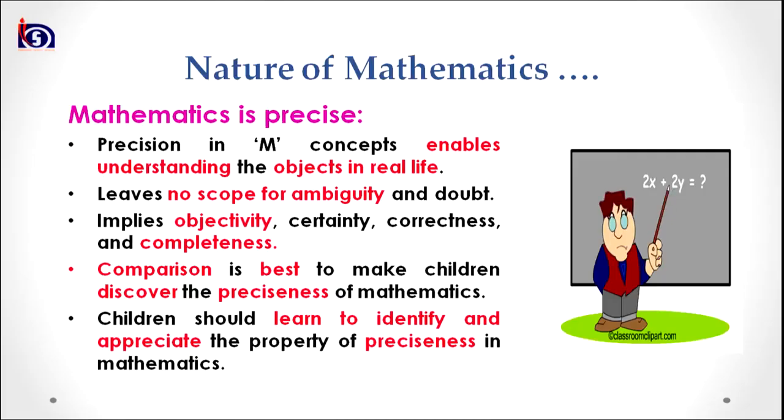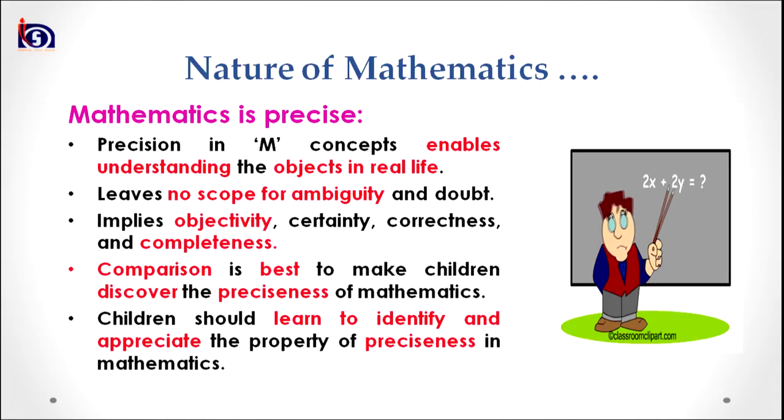Therefore, it can be said that mathematics is precise in its nature. Precision in mathematical concepts enables understanding of the objects in real life more clearly, more accurately. Precision leaves no scope for ambiguity and doubt. Therefore, mathematics is considered a clearer language.